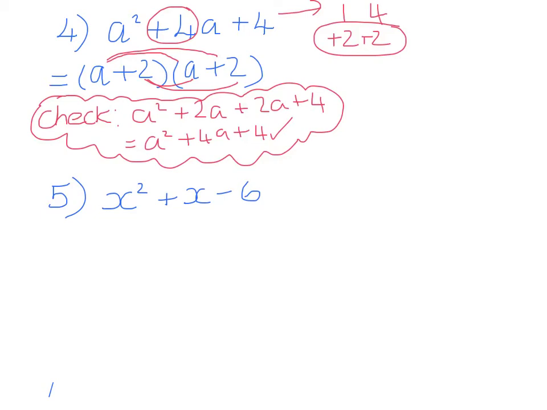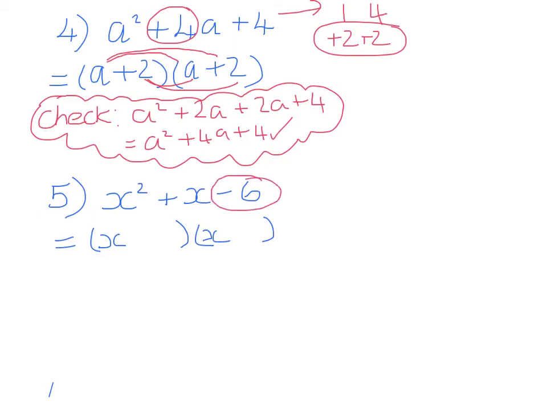Okay, so I'm looking at it, I can see there's no common factor, there's no difference of two squares, there are three terms starting with a squared, it's a trinomial. There's no number in front of x squared, so I know I'm just going to have an x times an x.